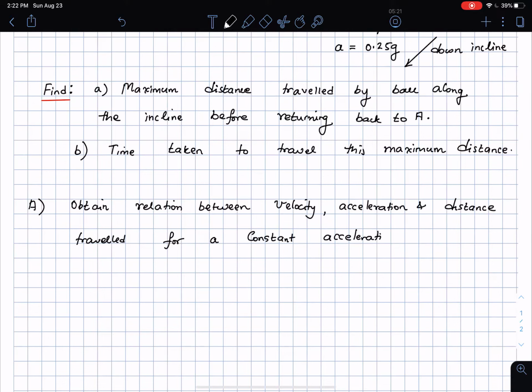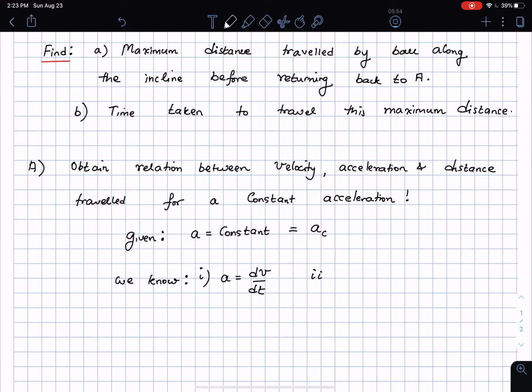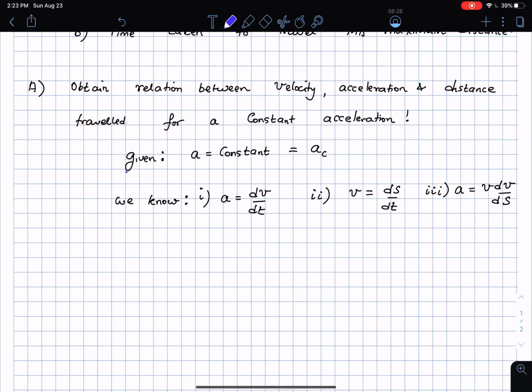Then we know the following relationships from particle kinematics. a is dv by dt. The second thing that we know is that v is ds by dt, where s is the distance traveled on the straight line path. And then the third thing that we know, which is from the chain rule of differentiation that we used in one of our concept talks or lectures, is that a is v dv over ds. These are things that are given to us and things that we know from basic particle kinematics.